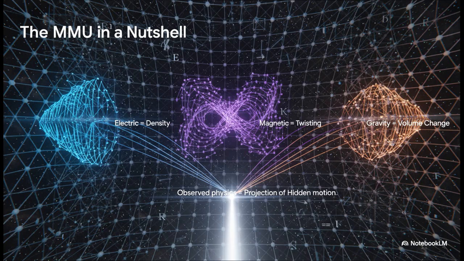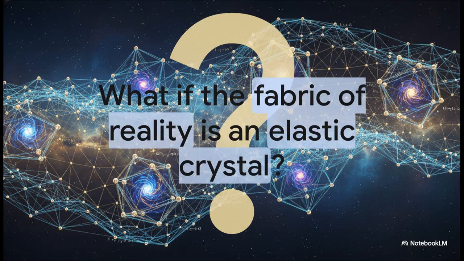So let's recap real quick. What is the MMU? It's a model that says spacetime is a physical, elastic thing made of cells. In this view, electricity is just a density change, magnetism is a twist, and gravity is a change in volume. And maybe most importantly, the reality we actually experience and measure is just a projection, a shadow, of the deep, hidden movements happening inside space itself. So we'll leave you with this thought. We always use that phrase, the fabric of reality. The MMU asks us to take that idea literally and to wonder, what if that fabric isn't some soft, flowing cloth? What if it's actually a vast, vibrating, elastic crystal?